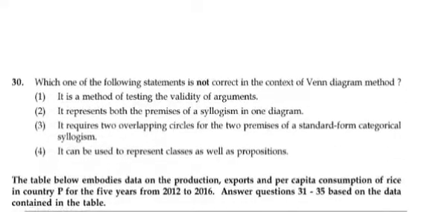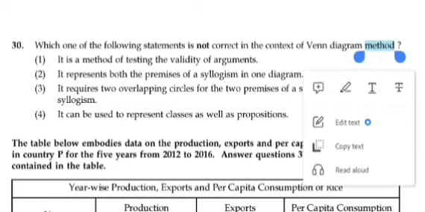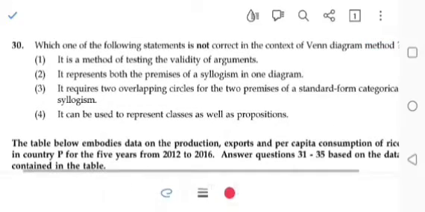Then question 30. Which of the following statements is not correct in the context of Venn diagram method? It is a method of testing the validity of arguments. It represents both the premises of a syllogism in one diagram. It requires two overlapping circles for the two premises of a standard form categorical syllogism. It can be used to represent classes as well as propositions. Question 30, number 3 will be correct: it requires two overlapping circles for the two premises of a standard form categorical syllogism.